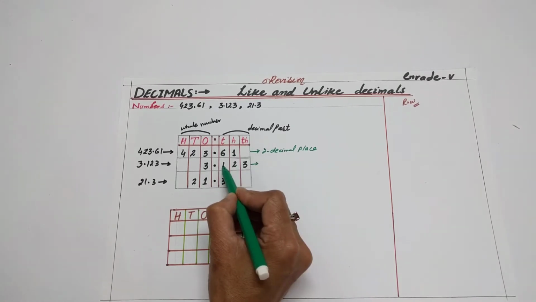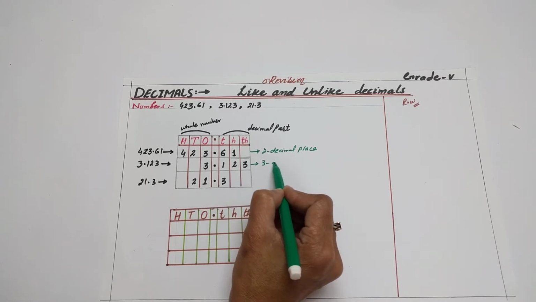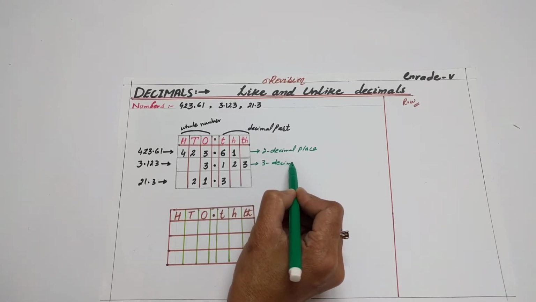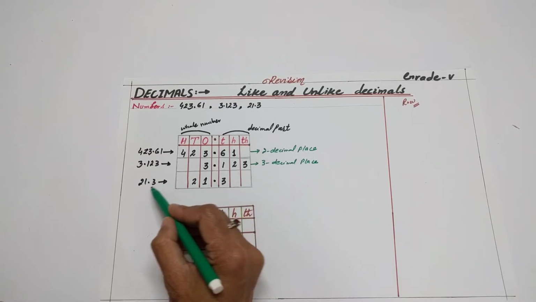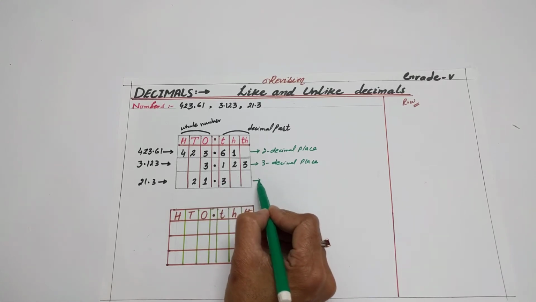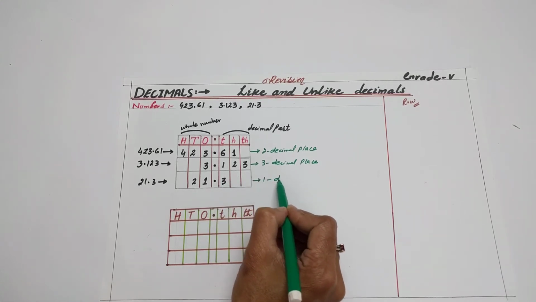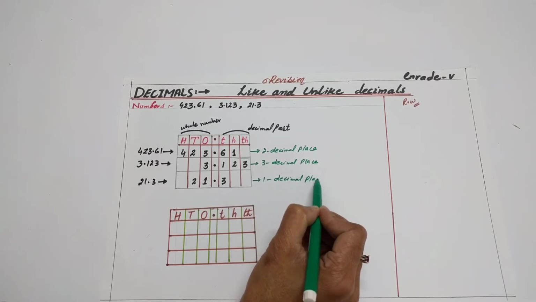This number is 3.123. There are 3 digits after the decimal, so this is called 3 decimal places. And the third number is 21.3. In 21.3 there is 1 digit after the decimal, so this is called 1 decimal place.